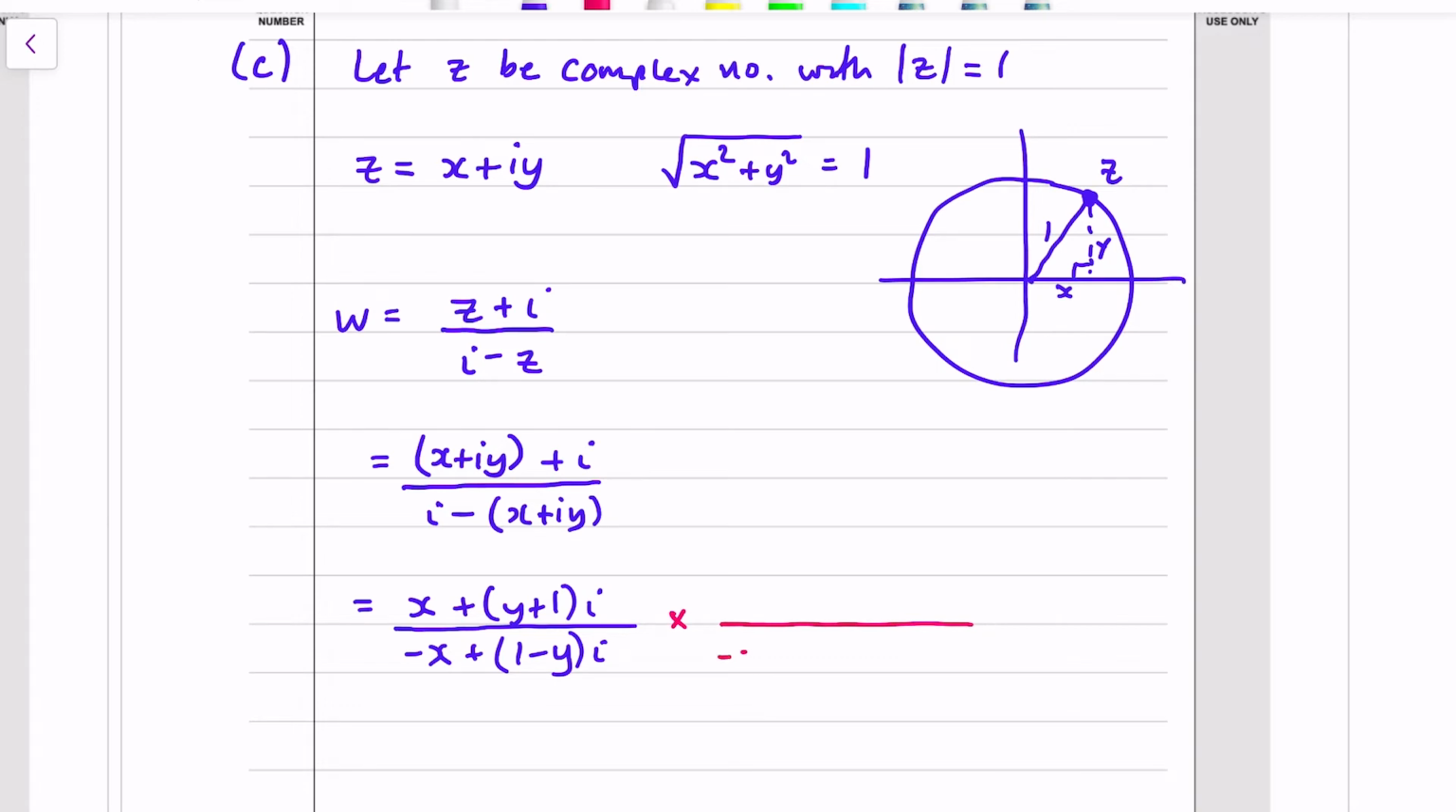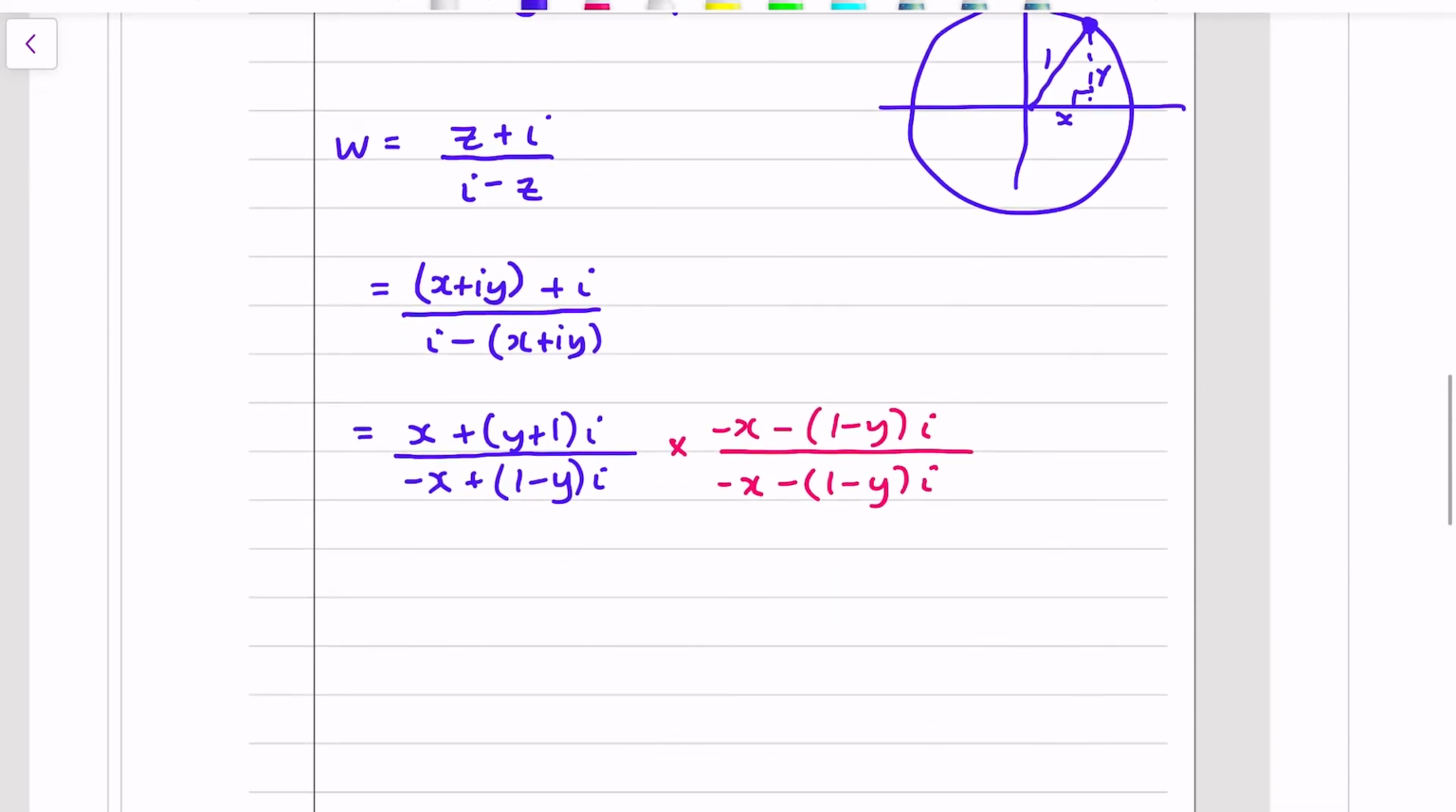Conjugate of the denominator, negative x minus (1 minus y)i. Do that on the top as well. So we're just timesing by 1 here. Denominator, I don't expand unnecessarily, but I know that when I take a complex number and times by its conjugate, it's like a difference of two squares. So the denominator becomes x squared minus, it's a squared minus b squared, but because of the i squared part, it's a squared plus b squared. So it's x squared plus (1 minus y) squared.